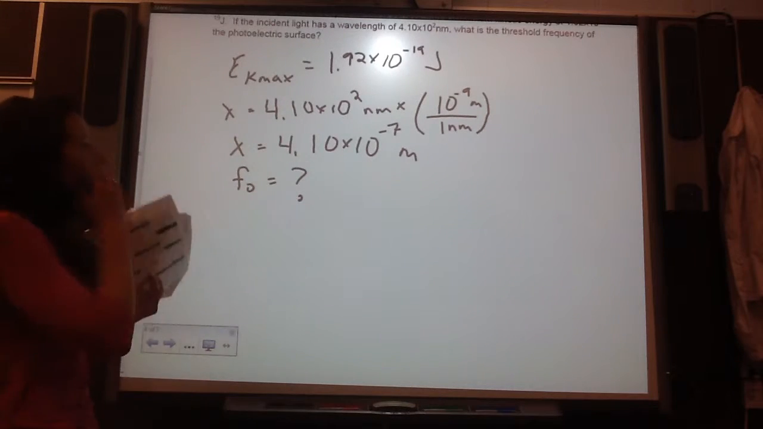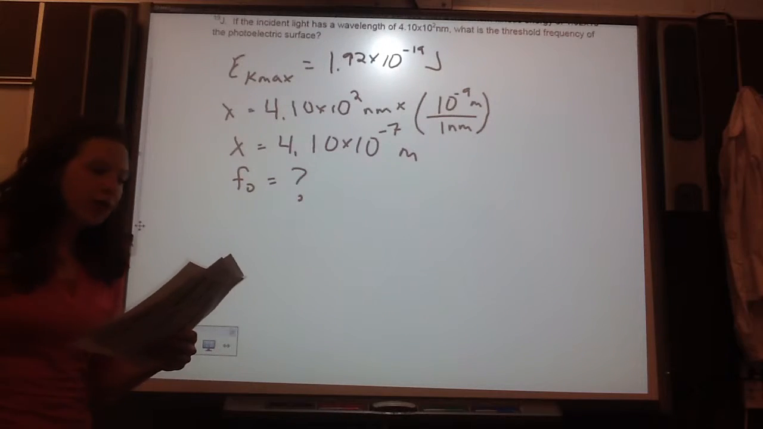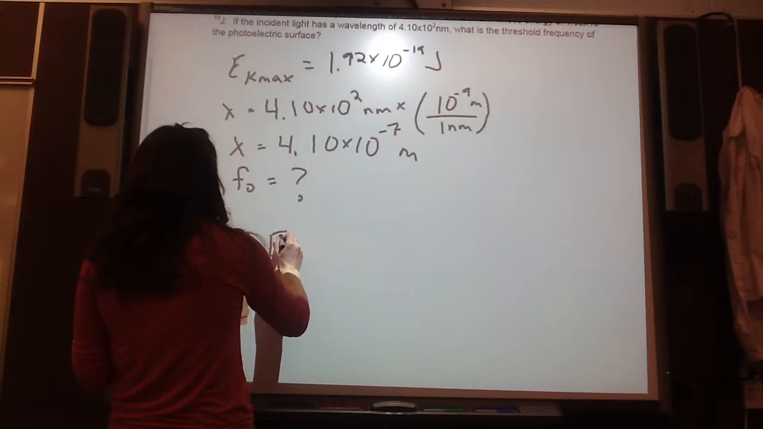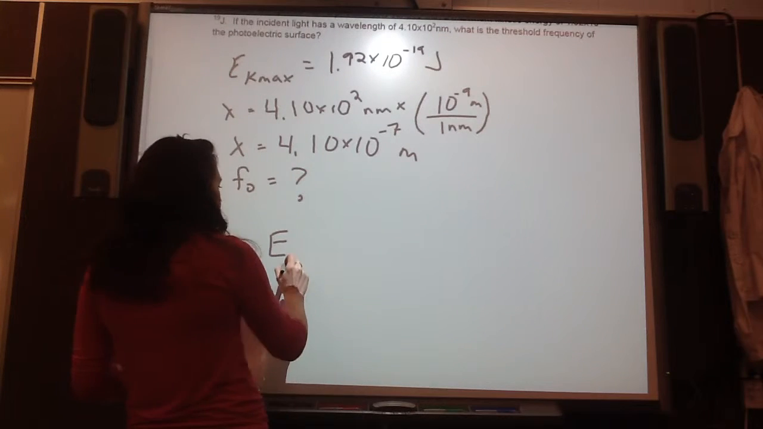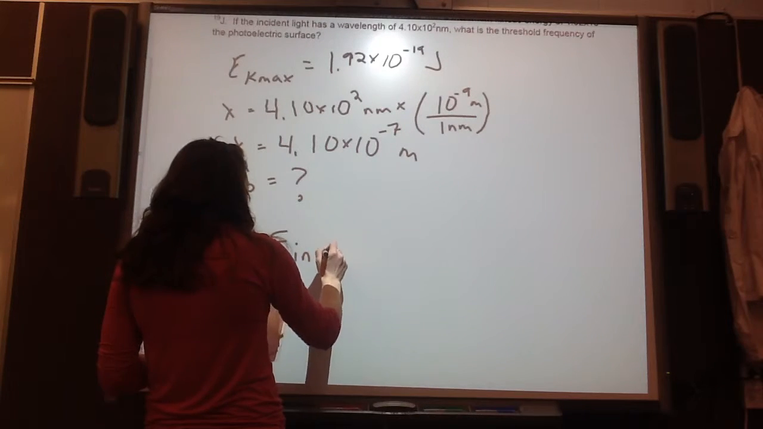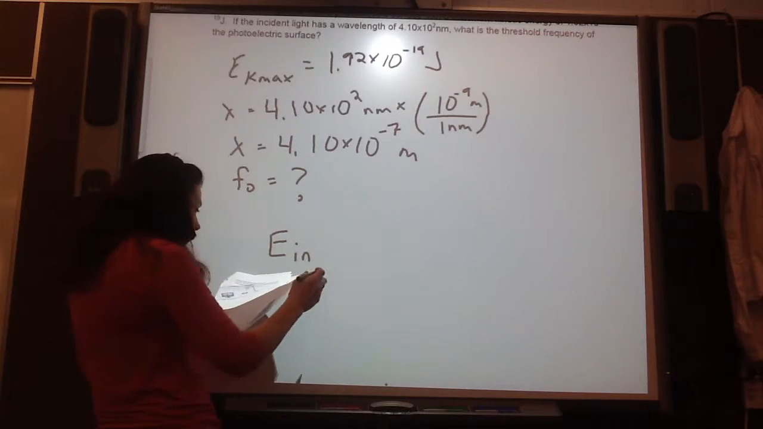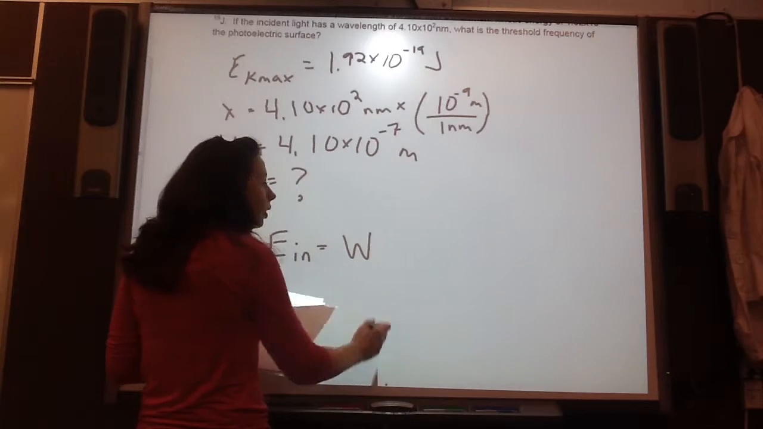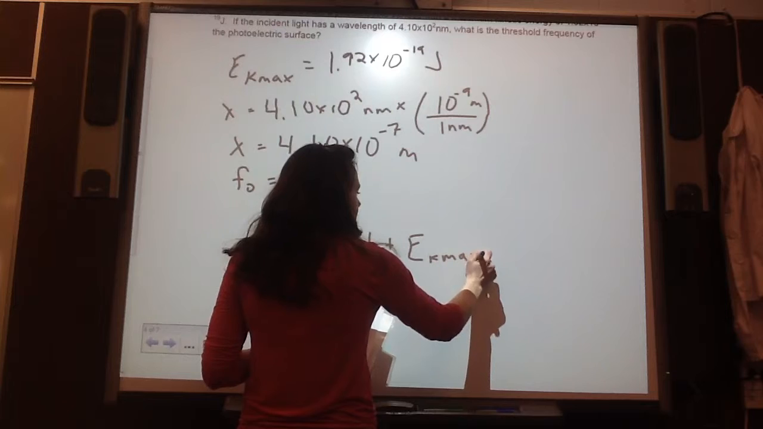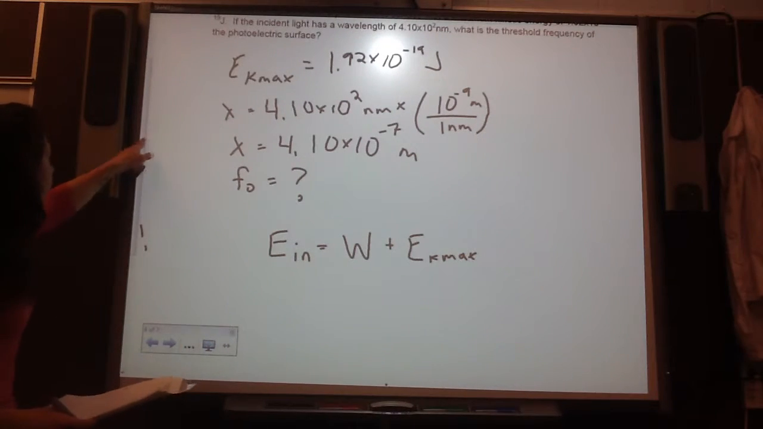So let's set up our overall formula based on conservation of energy, because this is involving multiple things. Based on the conservation of energy, our energy coming in, that's incident, I'm just going to call it E in, is equal to the amount of work required plus EK max. So how much energy the electrons have when they're shot out.